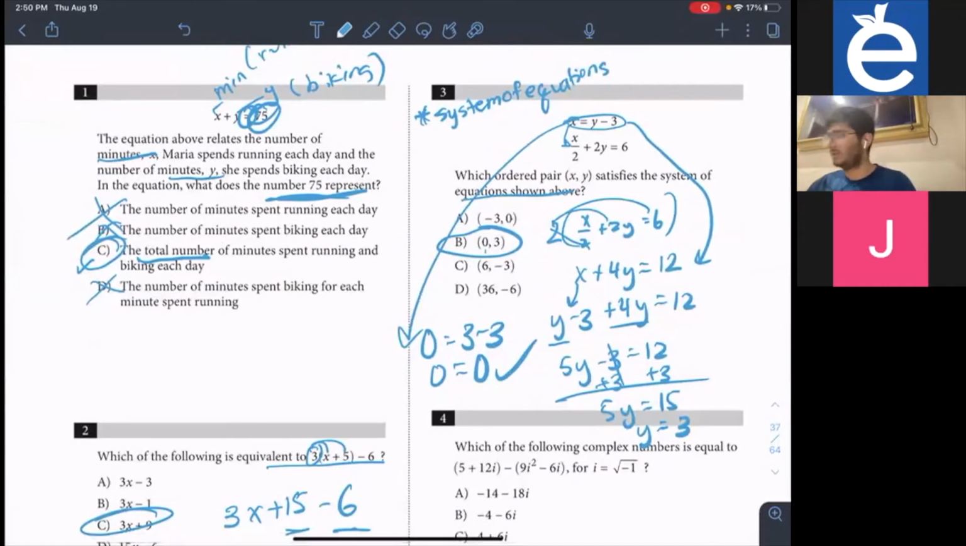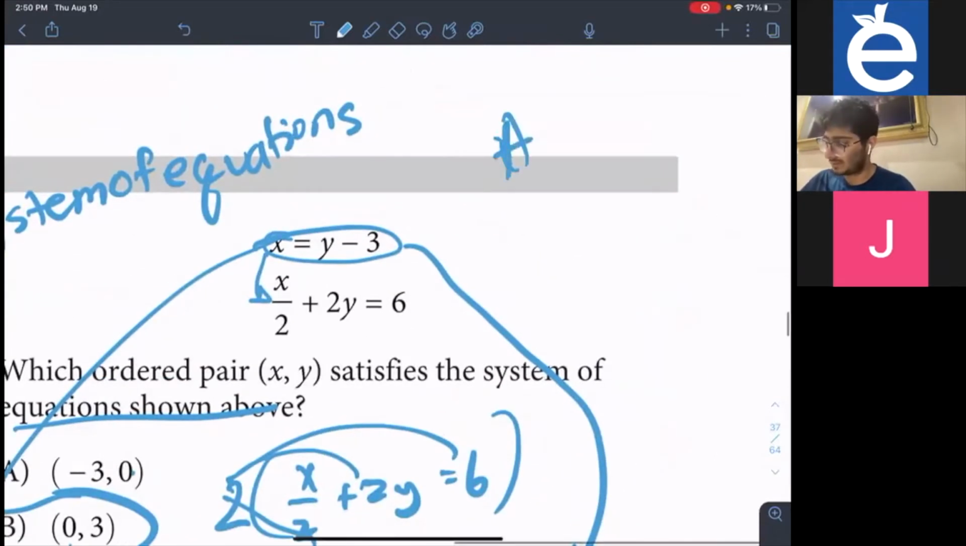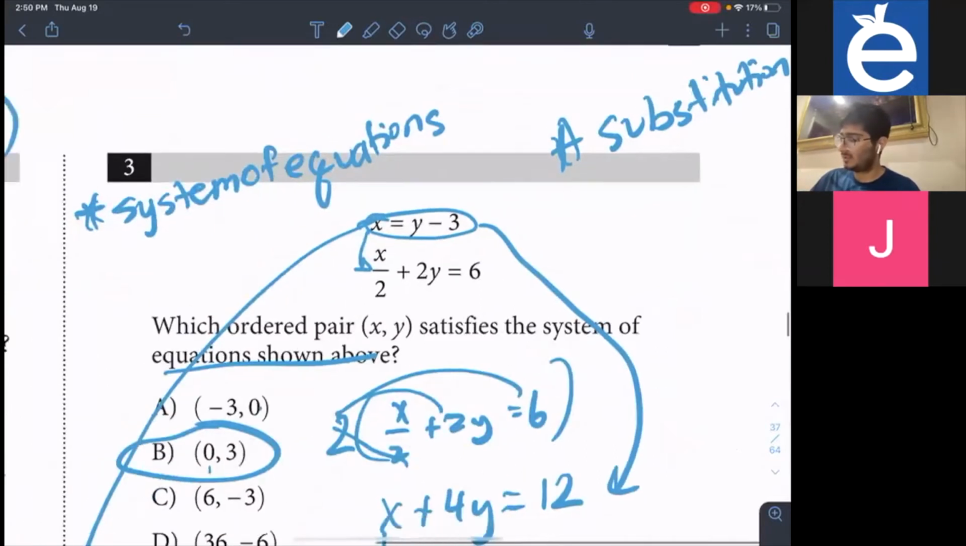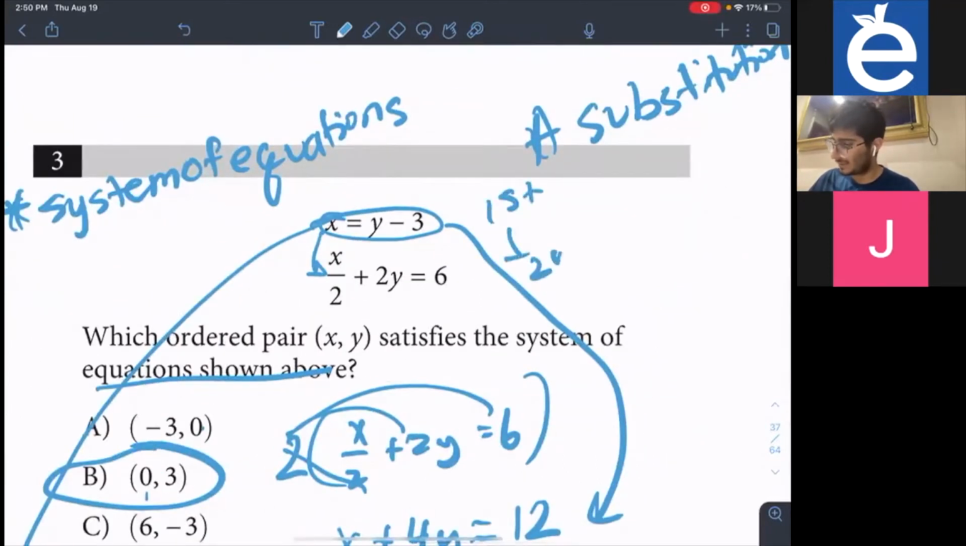So this is basically it. Sometimes you have to do elimination to solve a system of equations problem. Sometimes you have to use substitution. For this question I specifically used substitution, because I substituted the first equation into the second equation.